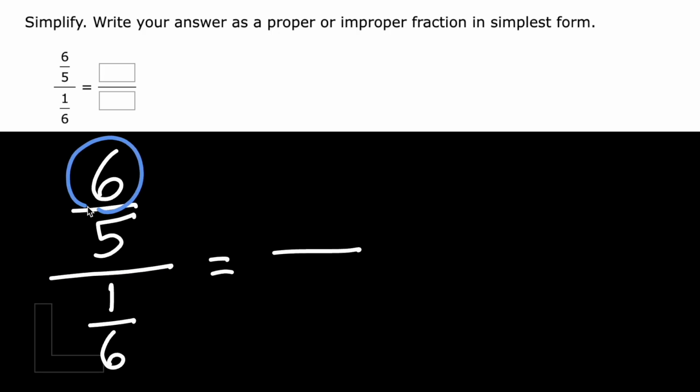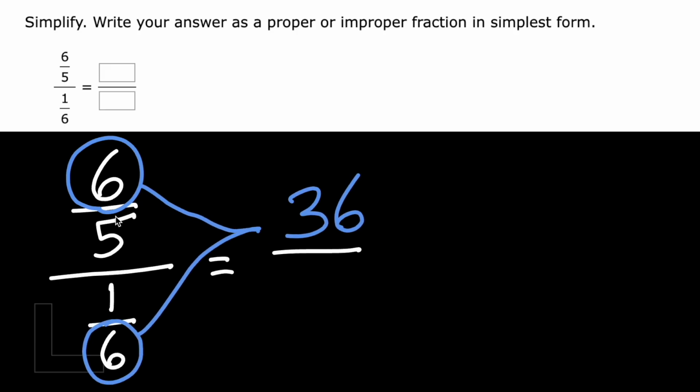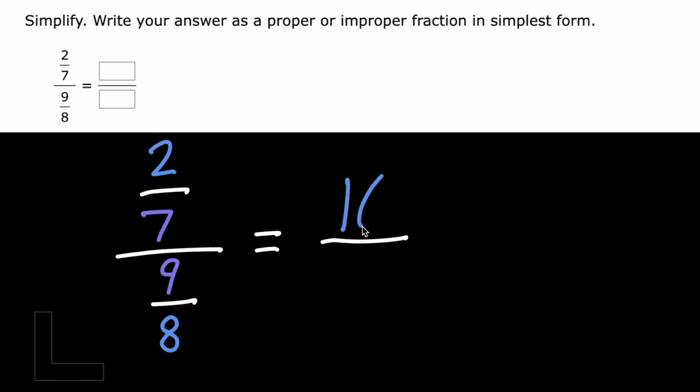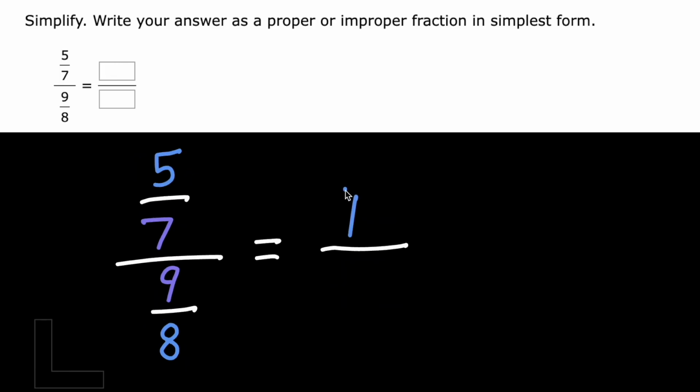But an even faster method is to multiply the top and the bottom numbers to make your new numerator, and to multiply the two middle numbers to make your new denominator. So for example, 4 times 5 is 20, and 3 times 7 is 21. 2 times 8 is 16, and 7 times 9 is 63. 5 times 8 is 40, and 7 times 9 is 63.